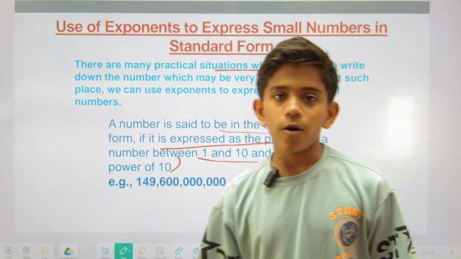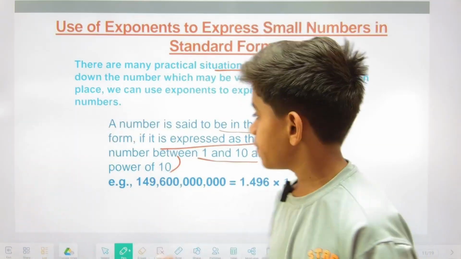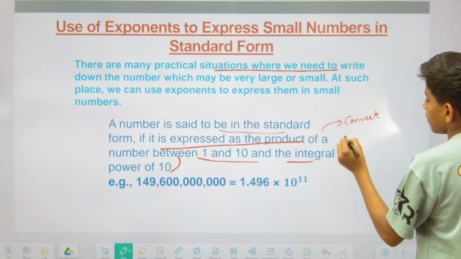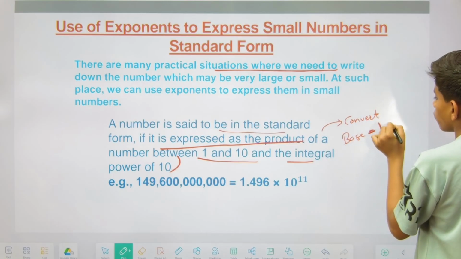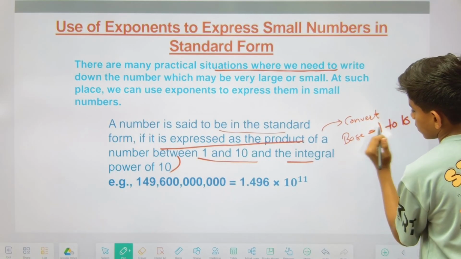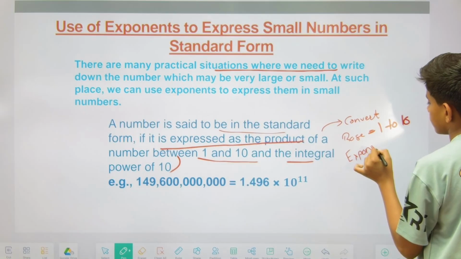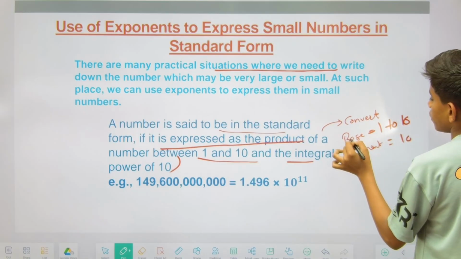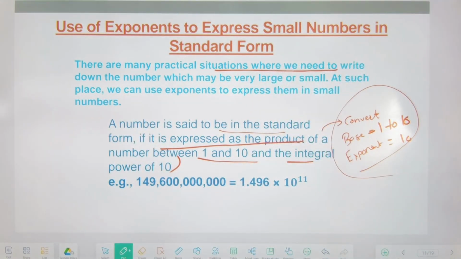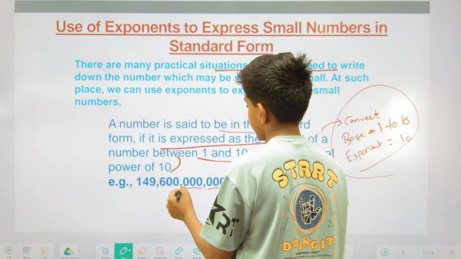Meaning, the standard form is this: suppose there is any number, and when you convert it to a form where the base is between 1 and 10 and the exponent is a power of 10, this form is known as the standard form. So here we have an example: unit, 100, 1,000, 10,000, lakh, 10 lakh, crore, 10 crore.